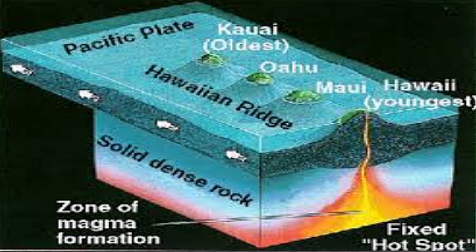The oldest island is the furthest away from the hotspot, while the youngest island is at the hotspot. Hotspots don't usually occur along these plate boundaries. So it doesn't need two plates interacting or moving. It just happens. Okay.